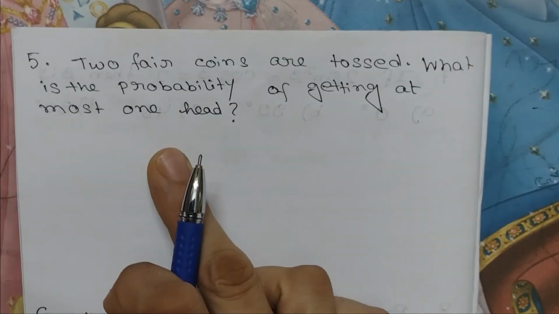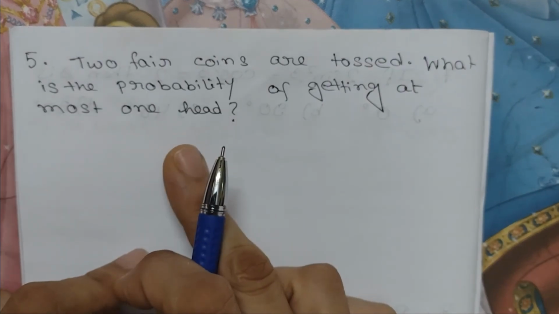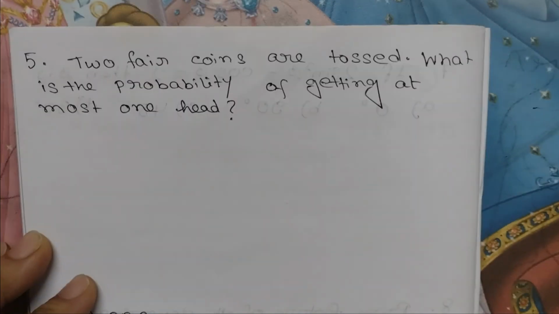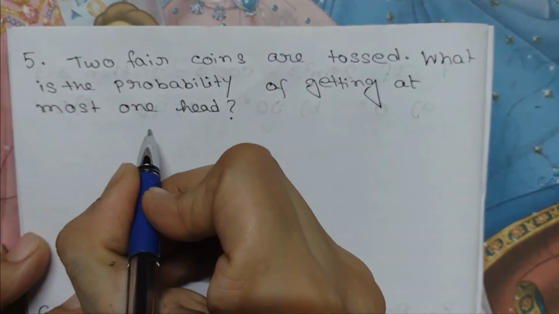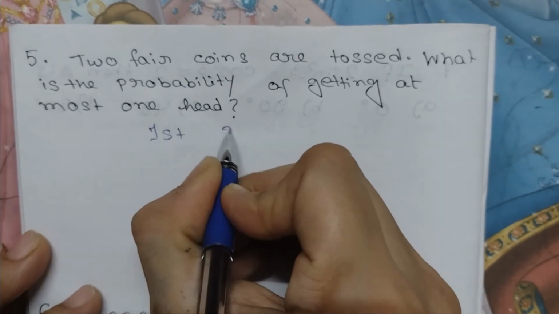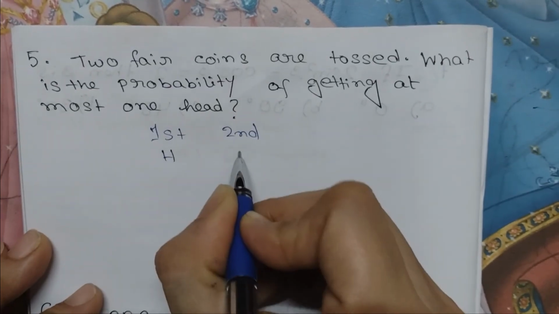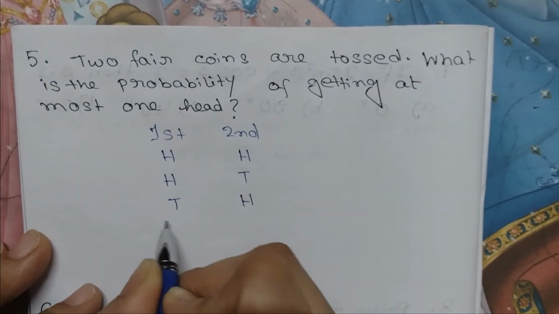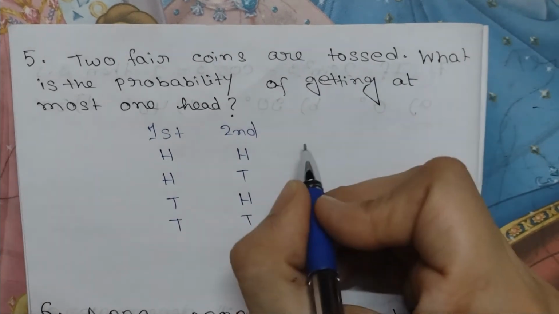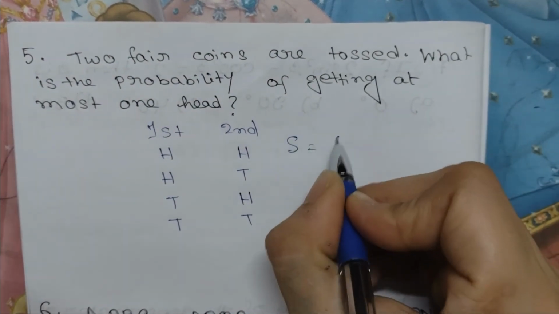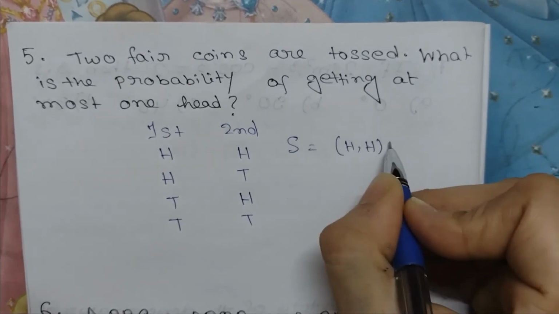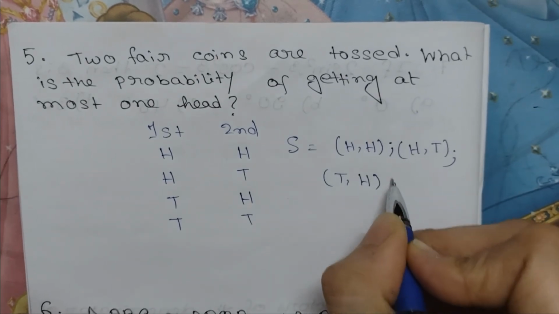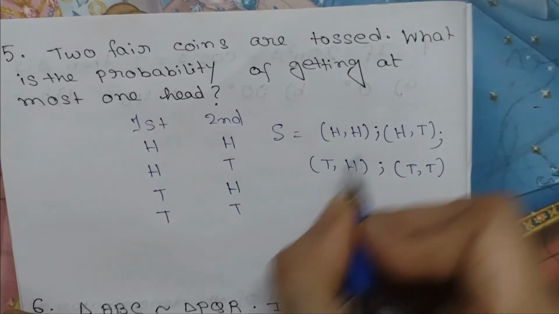Now come to the fifth question. It is a question of probability. Two fair coins are tossed. What is the probability of getting at most one head? So two coins are tossed. First we have to find the number of outcomes of the two coins. First coin, second coin. First coin head, second coin head; first coin head, second coin tail; first coin tail, second coin head; and first coin tail, second coin also tail. So our sample space will be H,H, then H,T, then T,H and T,T. So there are total 4 outcomes.